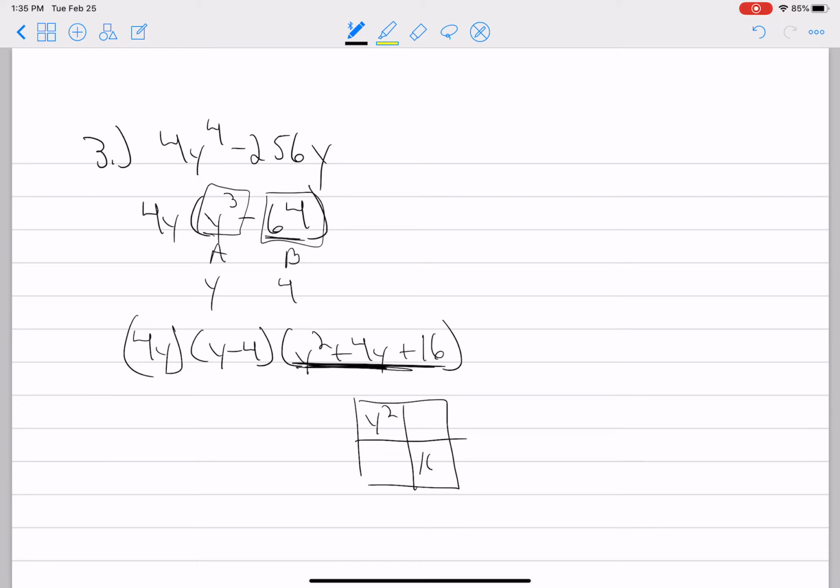y squared plus 4y plus 16: blank times blank needs to equal 16. Blank plus blank needs to equal 4. Oh, 16 and 4. Oh, no. 1 and 16 is not going to work. 2 and 8 is 16, but that's not 4. 4 and 4. Okay. Maybe. I think it's done. I don't think I can factor anymore.